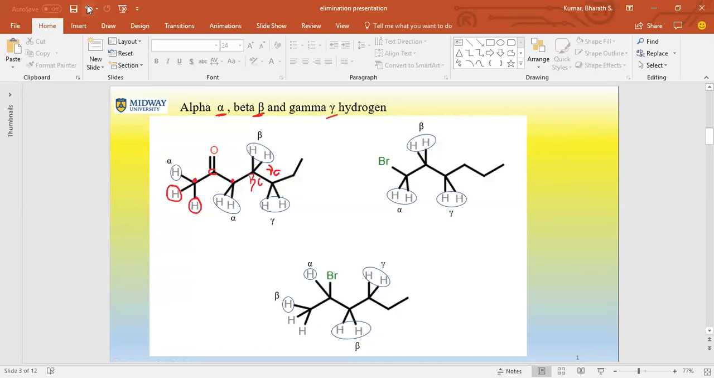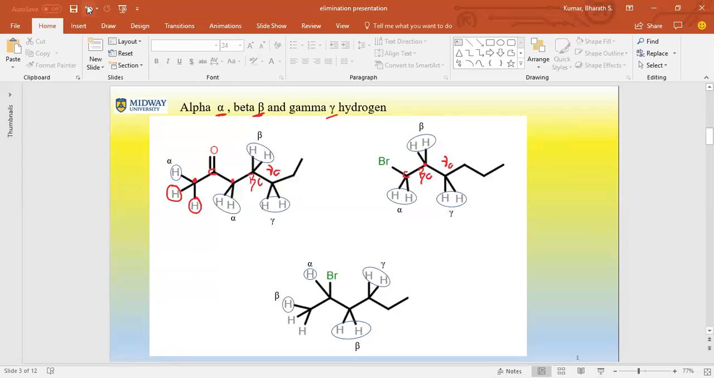But say you have an alkyl halide like what we've been discussing. This is the carbon containing the leaving group, which is the Br. Because it's not a double bond, this carbon still has 2 hydrogens, and that's alpha. And this is the adjacent carbon to the alpha carbon, so this is the beta carbon. So this is the beta hydrogens. This is the gamma carbon, so this is the gamma hydrogens.